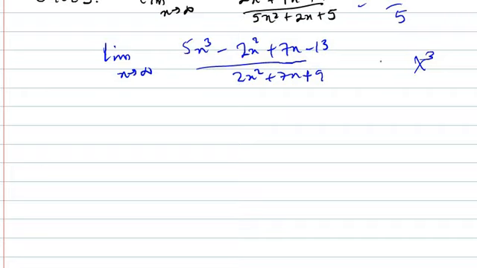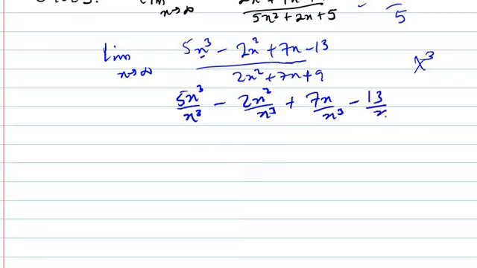So the highest degree in this given question is x cubed, as you see right here, x raised to the power of 3. Since x to the power 3 is the highest degree, each part we divide through by x to the power 3. So we can say 5x cubed over x cubed, then minus 2x squared over x cubed, then plus 7x over x cubed, then minus 13 over x cubed.